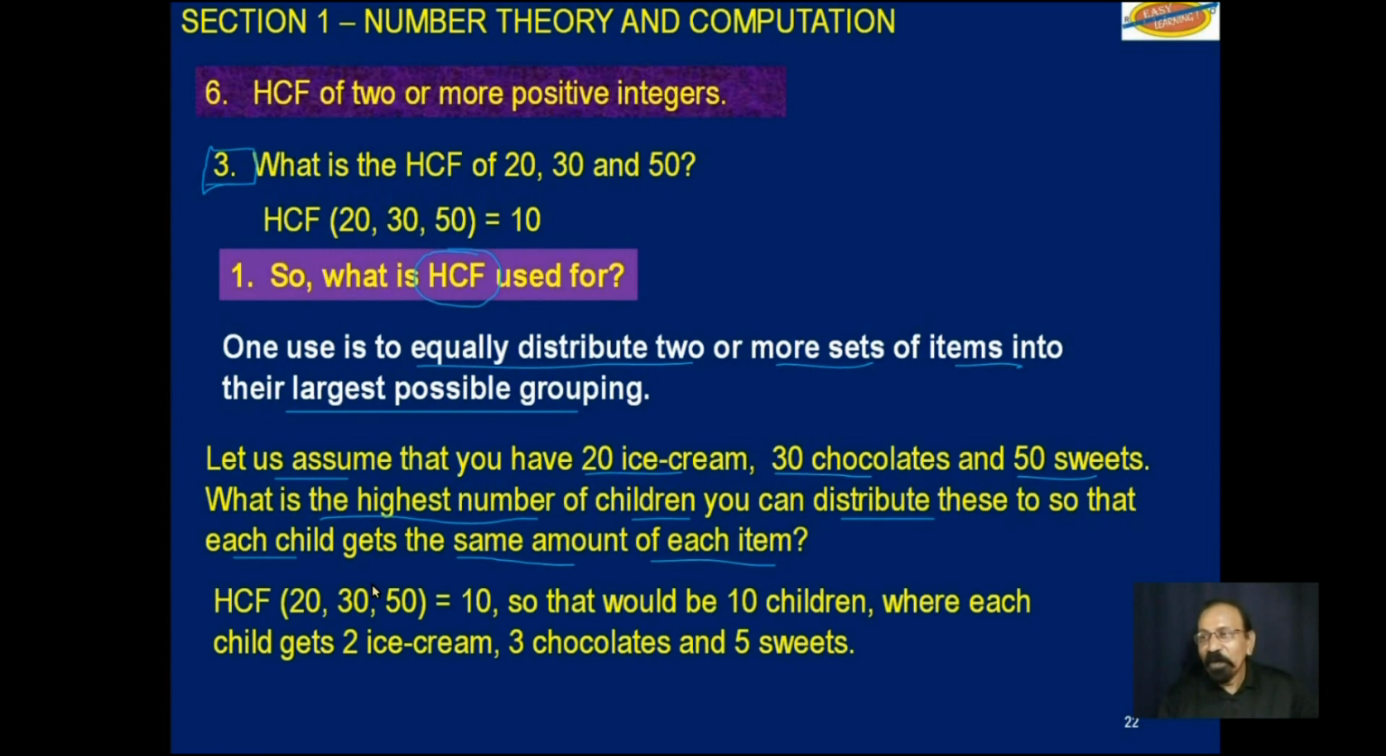So we know that the HCF of 20, 30, and 50 is 10. We did that before. So that would be 10 children, where each child gets 2 ice cream. You divide 20 by 10. Each child gets 3 chocolates. You divide 30 by 10. And each child gets 5 sweets. You divide 50 by 10. Now, this is one use. It's not a common use as we do for LCM, but it is used this way for HCF. That is one use. We will look at one more.